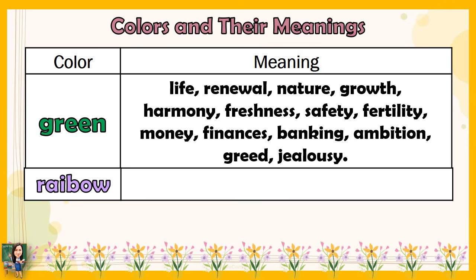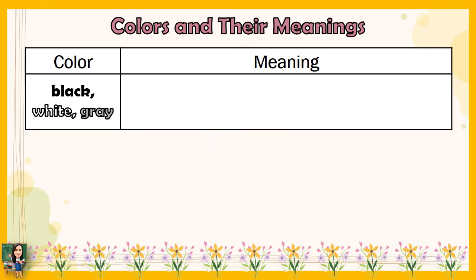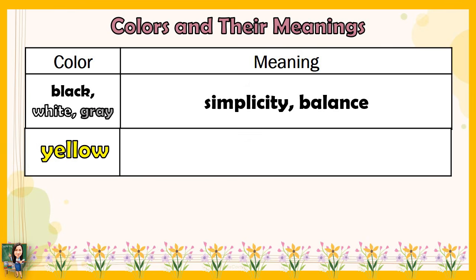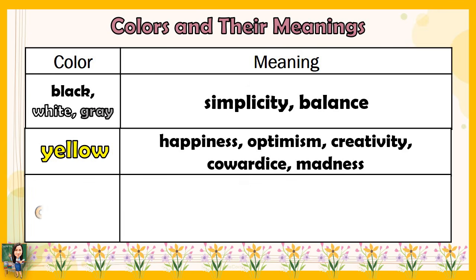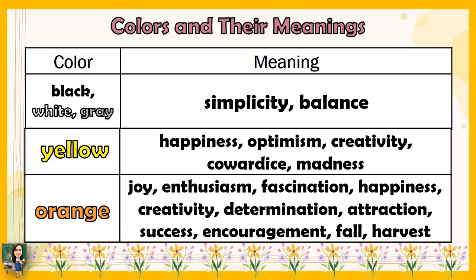Color rainbow, meaning friendly, fun, youthful. Color black, white, and gray, meaning simplicity, balance. Color yellow, meaning happiness, optimism, creativity, cowardice, madness. Color orange, meaning joy, enthusiasm, fascination, happiness, creativity, determination, attraction, success, encouragement, fall, harvest.